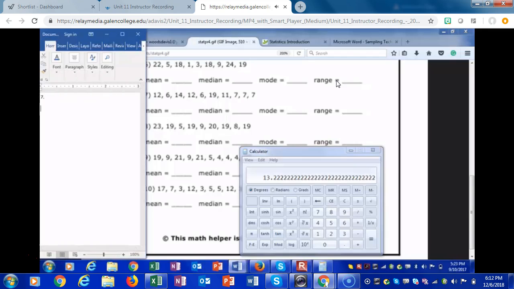Number 7. All right, this number here, we have 6, 6, 7, 7, 7, 11, 12, 12, 14, and 19.